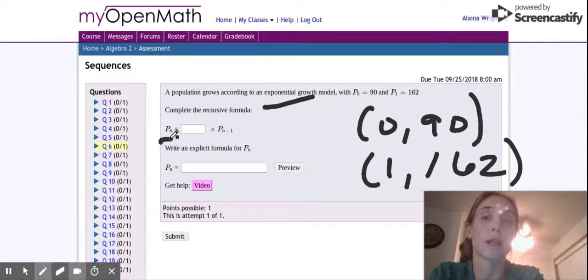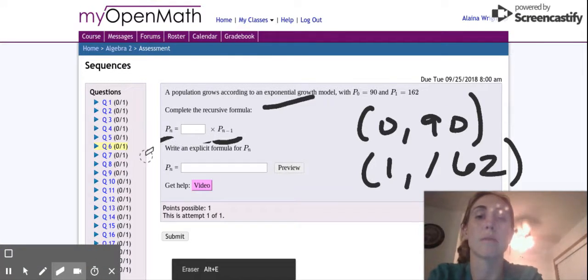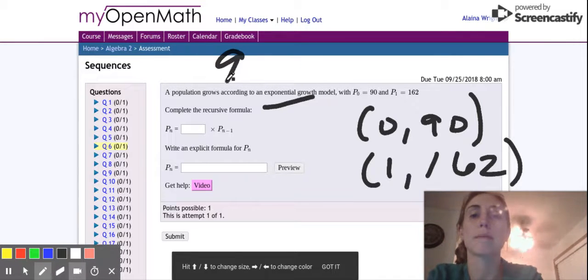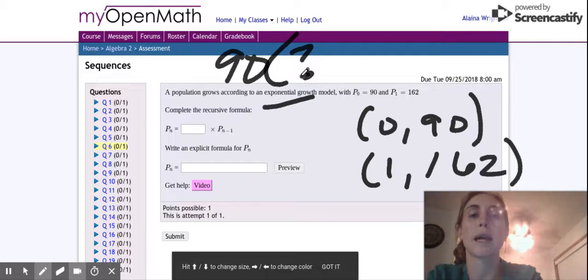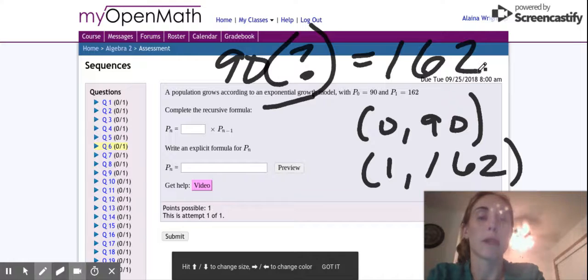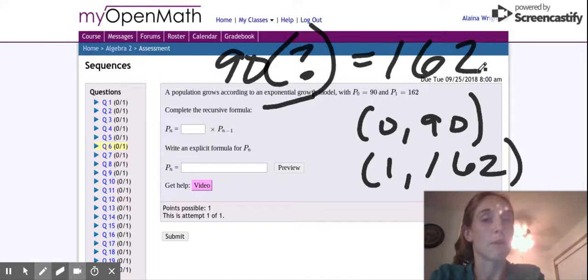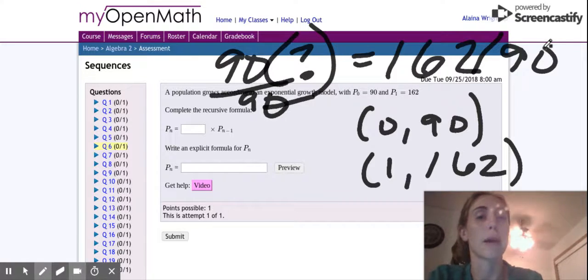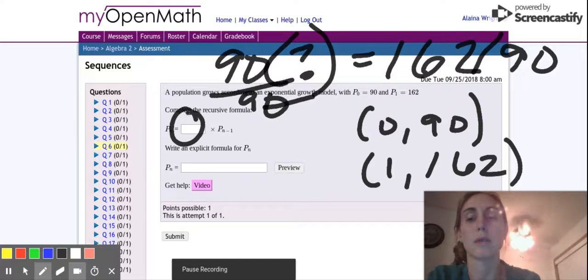The recursive formula here tells us that to get to a term, we're going to take the previous term and times it by some number. To figure out that number, we need to figure out what we multiplied 90 by. What did we multiply 90 by in order to get 162? Well, that's not too hard to find, even though it is a fraction. All we have to do is divide both sides by 90 to get that question mark by itself, and we'll have our answer for what our common ratio is.